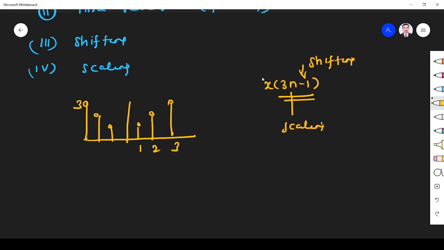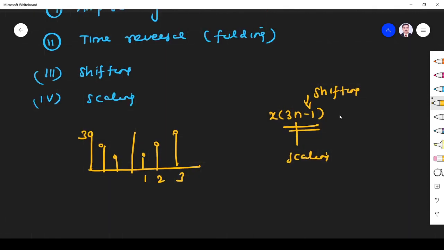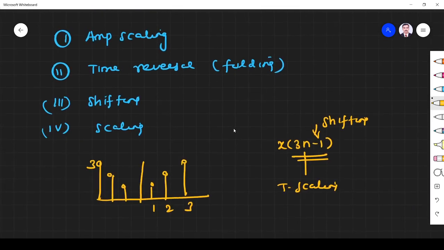There is no amplitude scaling. This is time scaling, time is multiplied; amplitude is not multiplied, so amplitude scaling is absent. Time reversal, there is no x of minus n, it is not there. So shifting and scaling are there. What do we have to do first? We have to do shifting first. Next we have to do the scaling operation.